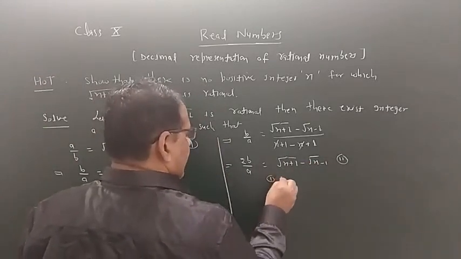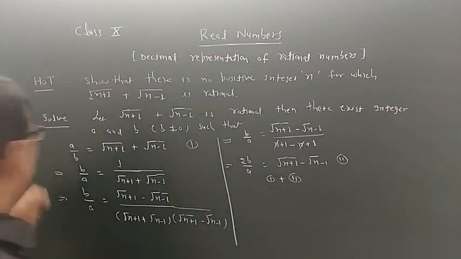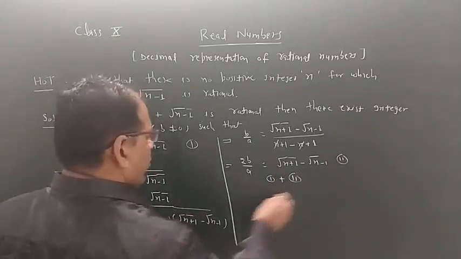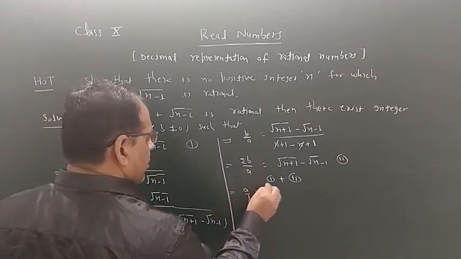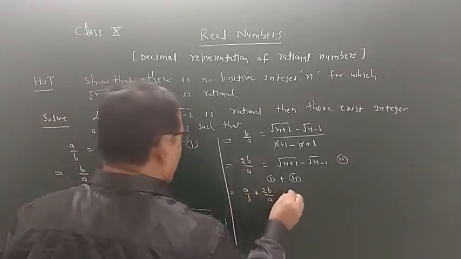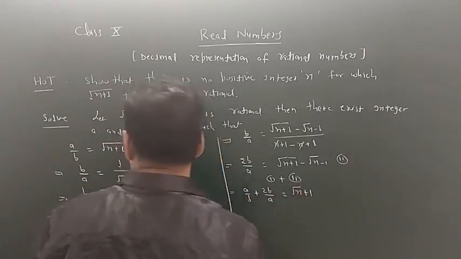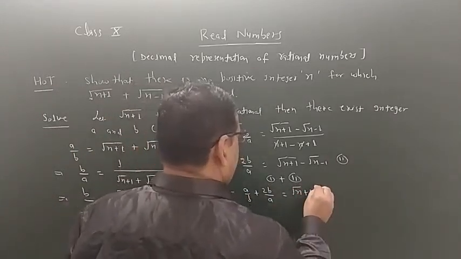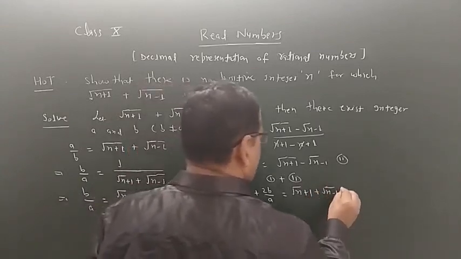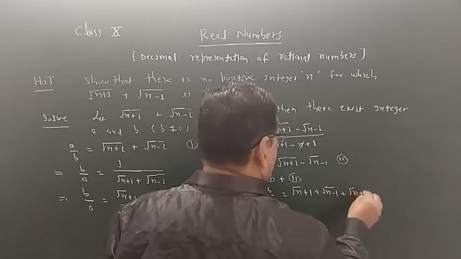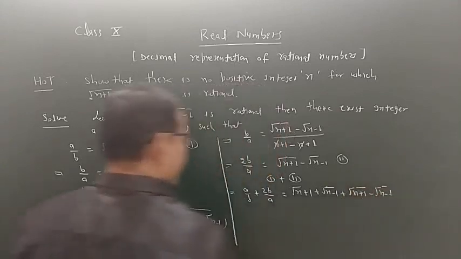Now add equation 1 with equation 2. So now we have a upon b plus 2b upon a equal to under root n plus 1 plus under root n minus 1 plus under root n plus 1 minus under root n minus 1.